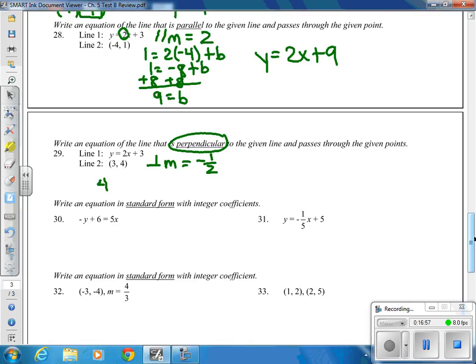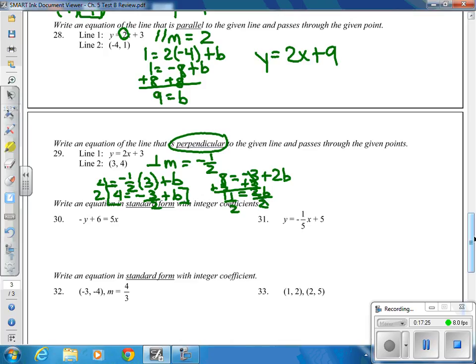So I've got 4 equals -1/2 times 3 plus b, right? Which gives me 4 equals -3/2 plus b. Okay, if you don't like the fraction, multiply everything by 2 and it'll go away. So now I've got 8 equals -3 plus 2b. Add the 3 over. You get 11 equals 2b. Divide by 2. And you're going to get a b value of 11 over 2. So your b is 11 over 2.